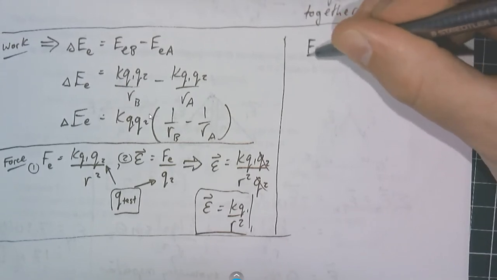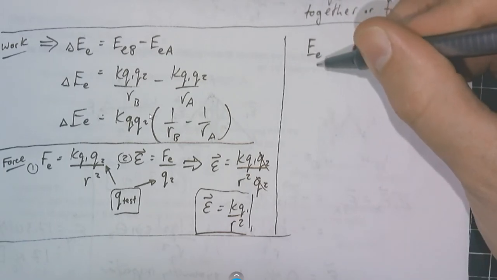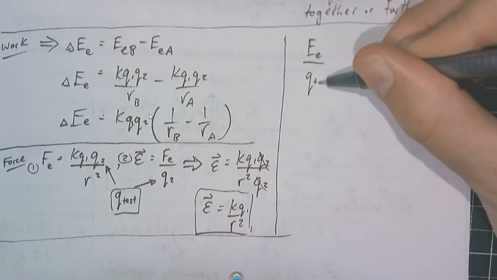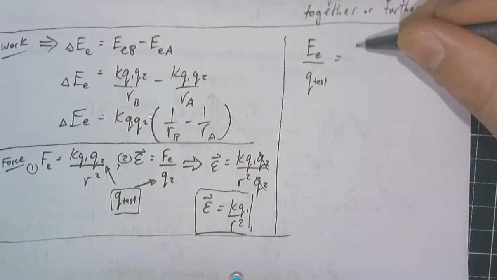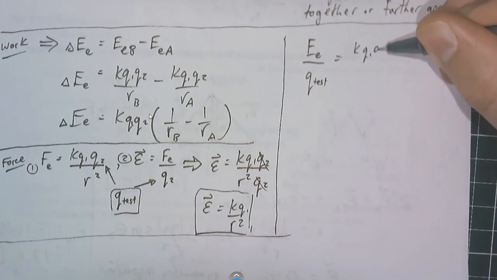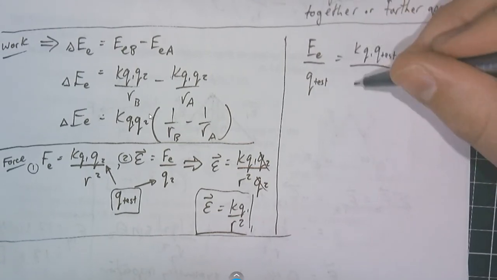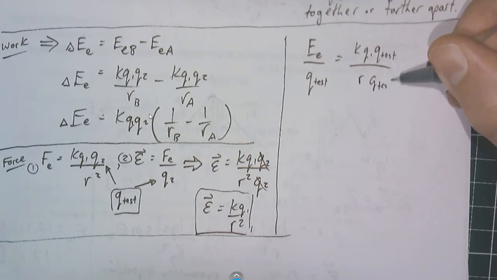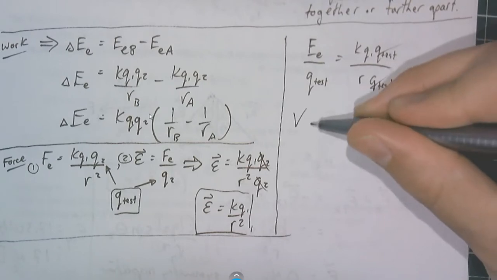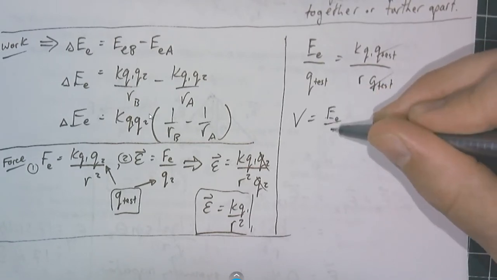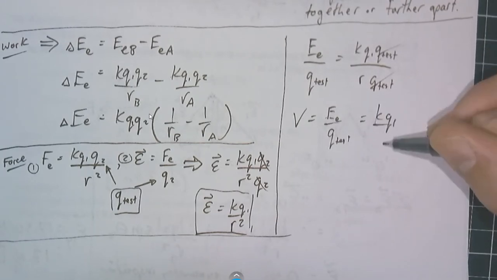If I take electric potential energy, that's the capital E sub E, not the curly E, not the epsilon, divided by Q test, I want to see what happens with that one. In terms of an equation, that would expand out to k times Q1 times Q test (Q test and Q2 I'm using interchangeably) divided by r times Q test. And the Q tests are going to cancel out. And I get this kind of weird expression: V equals electric potential energy over Q test, which is equal to kQ1 over r.